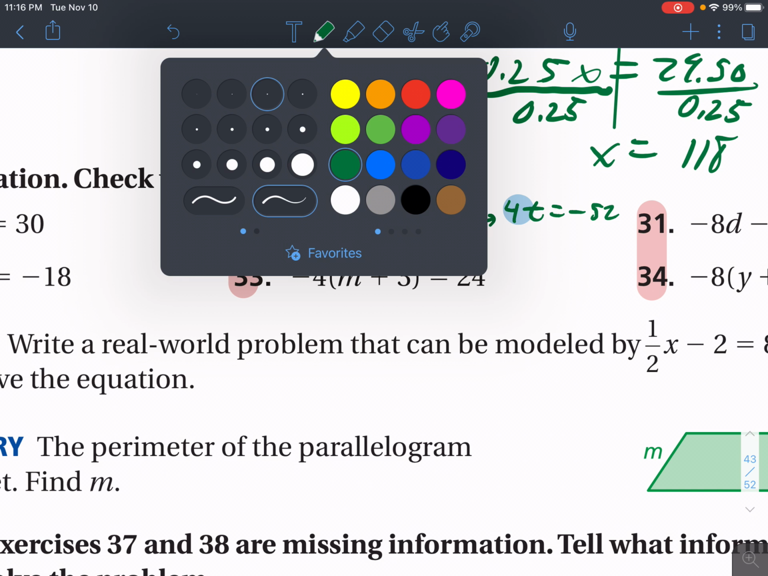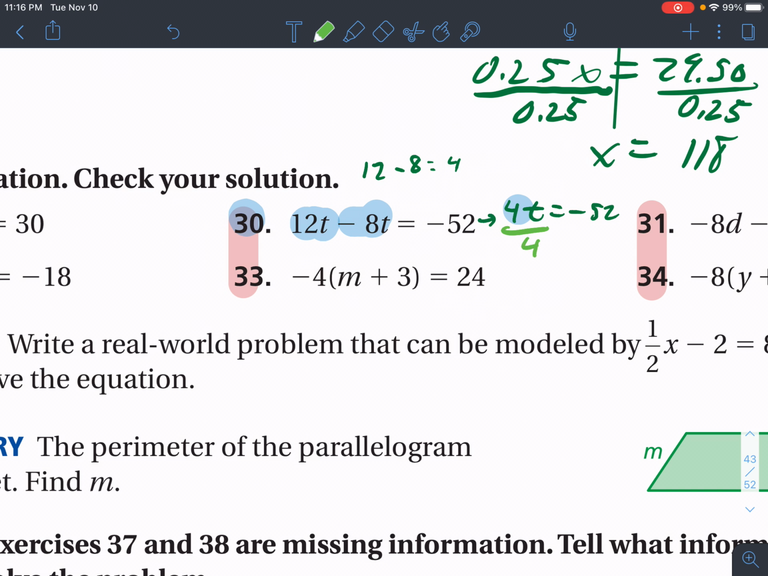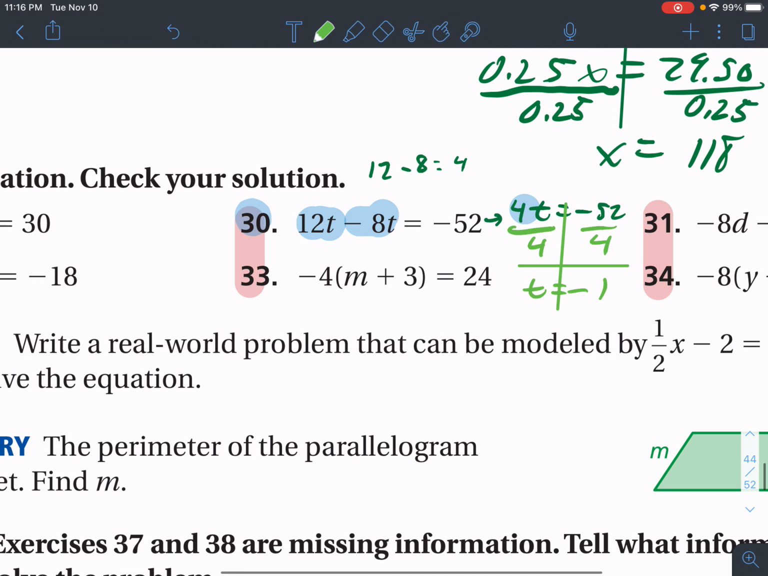I can divide right here. So I can divide by 4, right? t equals, now that one you're going to have to do some math. So I'm going to write it down, negative 52 divided by 4. That gets me negative 13. There's my answer.